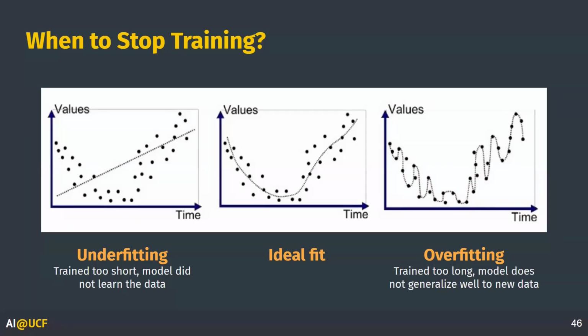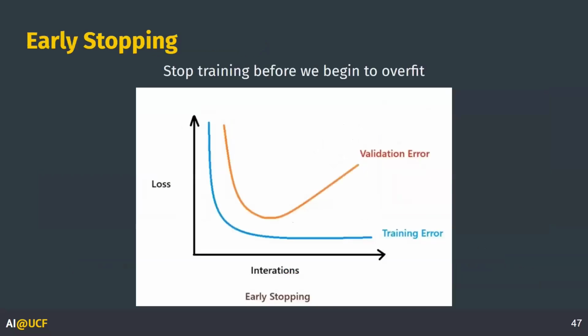So it's a constant balance of figuring out how long you should train until you get that ideal fit. And a common way of trying to figure out when to stop training is something called early stopping. Early stopping is basically the idea of we stop training the moment we even get a signal that we're going to overfit. And for that, we have two sets of data we use. We have our training data, the data we're going to use to update our gradients and all that. And we're going to call that curve there the training error.